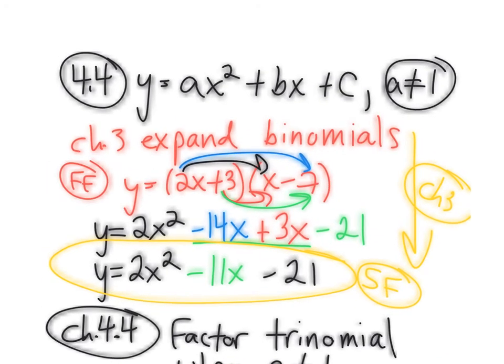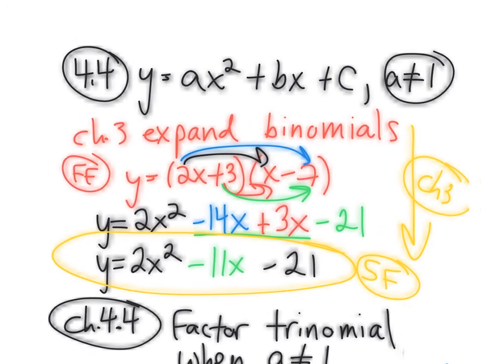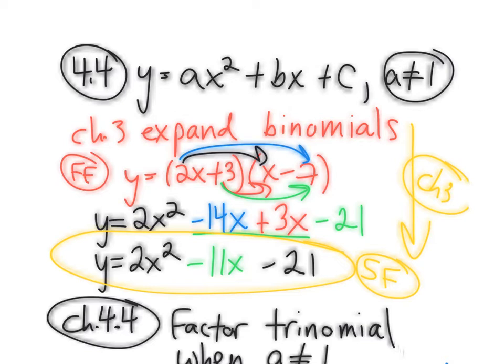Let's consider when a is not 1. So factoring trinomials when a is not 1. And let's use an old skill of expanding binomials to further understand the product and sum technique when a does equal 1 or when a doesn't equal 1, like in this case. So let's take factored form. Let's take y equals 2x plus 3 in one bracket, one binomial, and the other binomial is x minus 7. Let's expand that, and we have standard form 2x squared minus 11x minus 21.